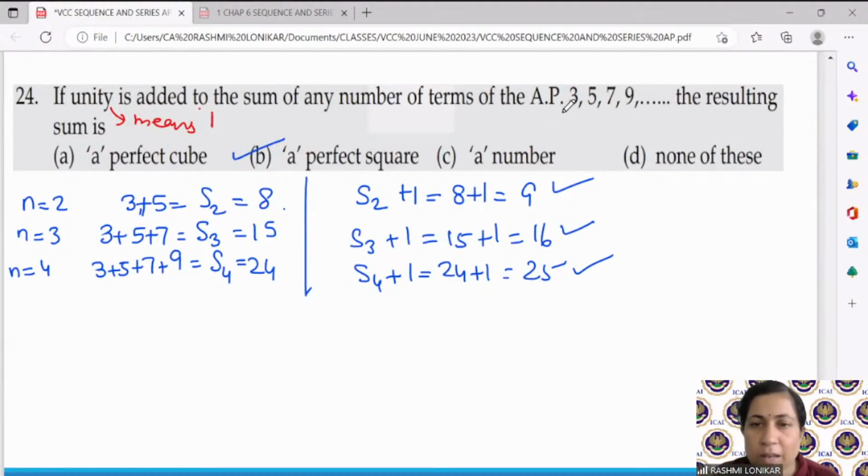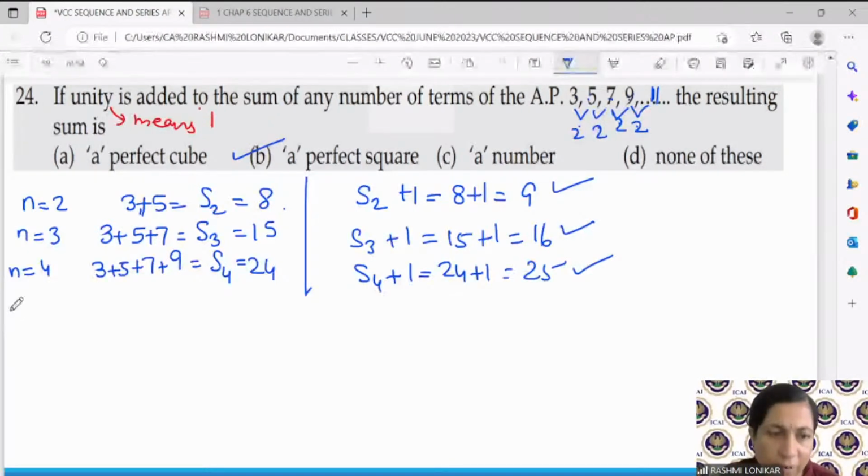Because if you go ahead, 7, 9, what is the difference? This is a difference of 2. This is a difference of 2. This is a difference of 2. Then I can have here 11. Difference of 2. 9 plus 2, 11. 3 plus 2, 5. 5 plus 2, 7. 7 plus 2, 9. 9 plus 2, 11.